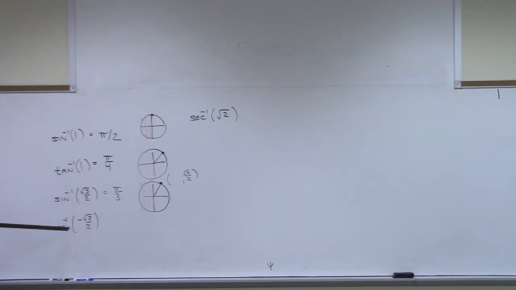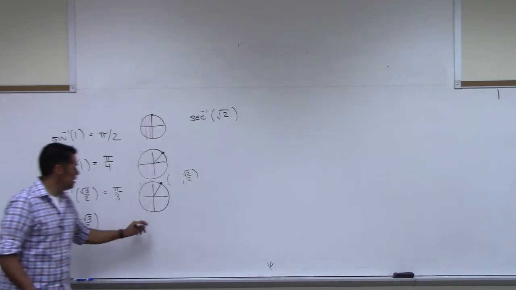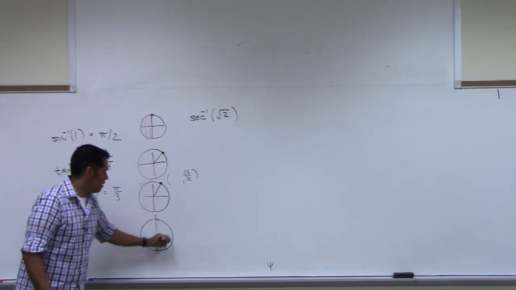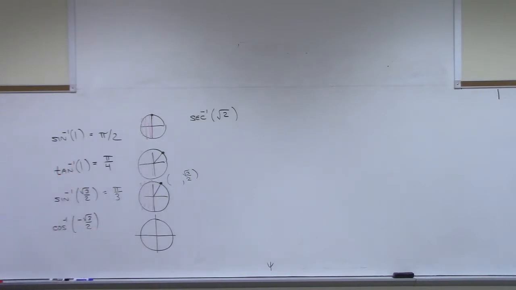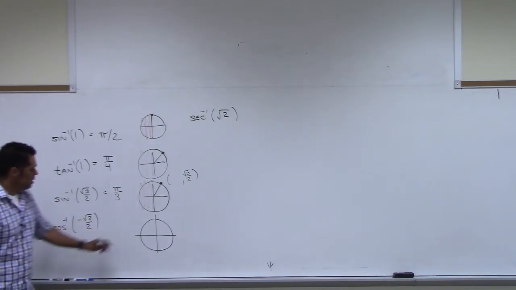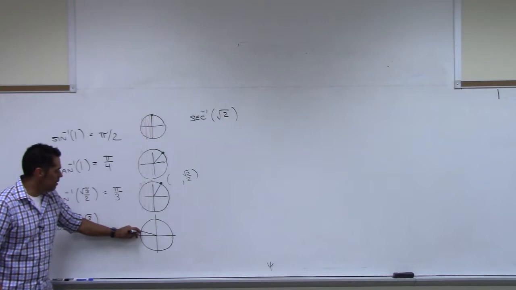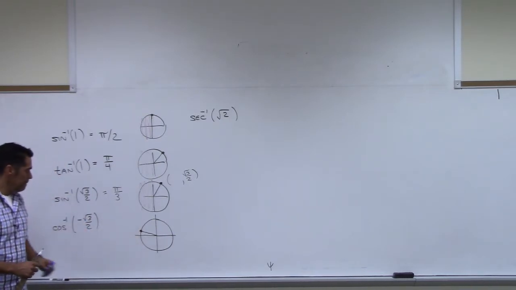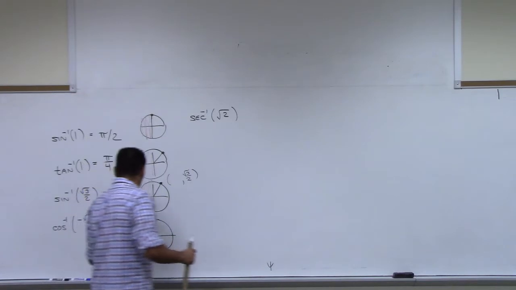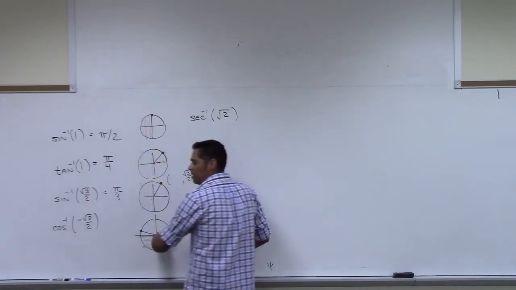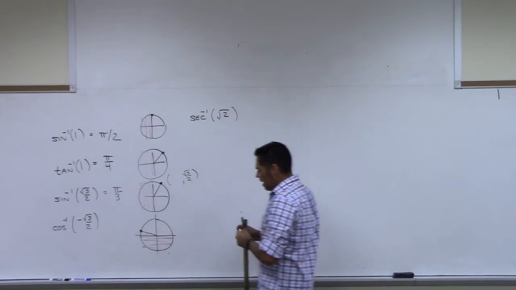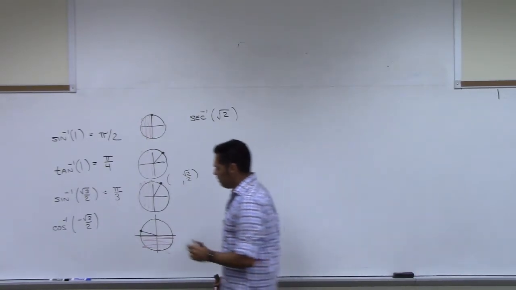Okay, what about this one? This one is saying to us, at what angle is the x-coordinate equal to negative root 3 over 2? And that's going to be right there. Where am I not allowed to look? I'm not allowed to look on the bottom because it's arccosine, right? Arccosine only between 0 and pi. That's the only place you can look. So that angle you said was what? 5 pi over 6.